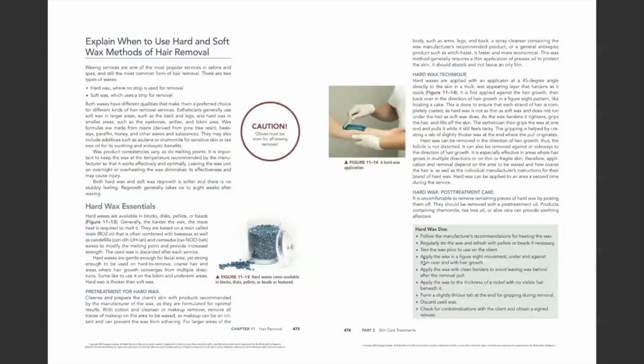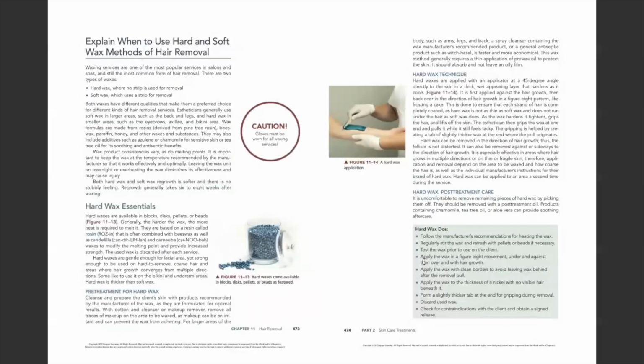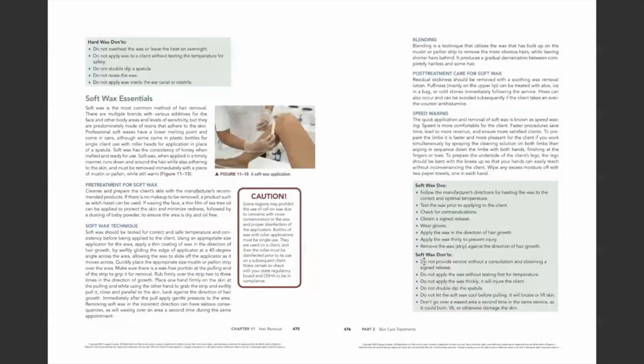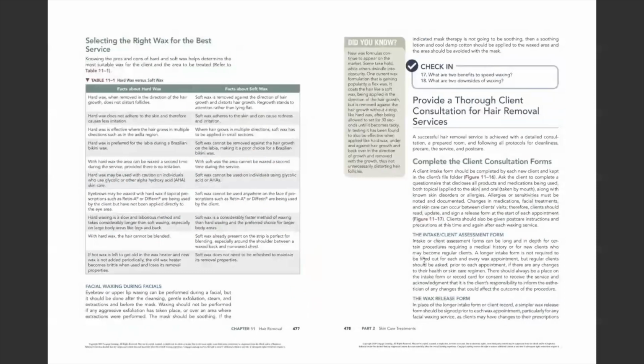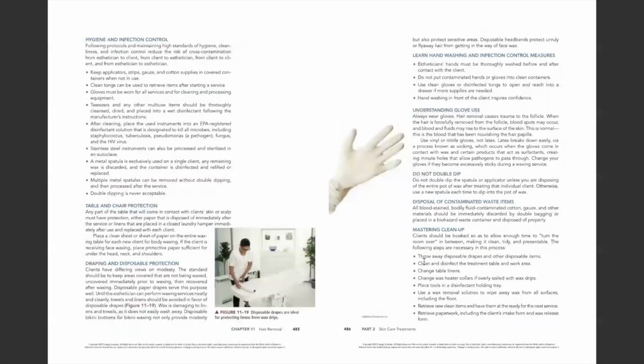I would absolutely be 100% confident with everything up to page 472. And then when you're moving into the essentials and the product and the ingredients, as long as it's not talking about contraindication, I wouldn't worry too much about it. And that's really it for wax. Wax is super short. It's only one chapter.